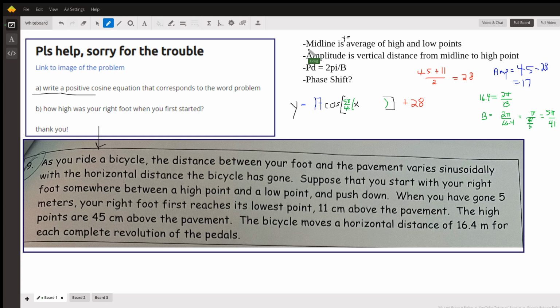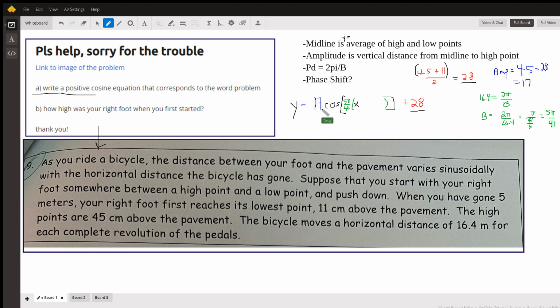Here's some key points. The midline is the average of the high and low points. So high point is 45, low point is 11. So the midline is at 28. And here's where you put the midline.